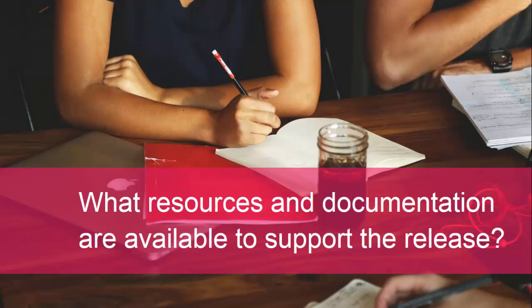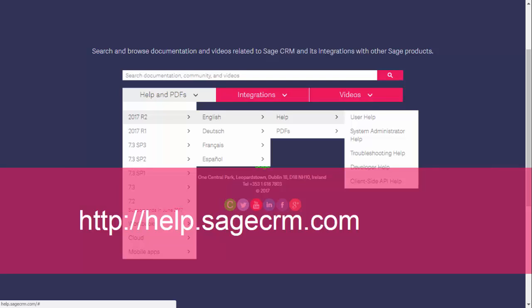So what help or documentation is there to help you make the most of the release of 2017 R2? Well, first of all, you can be sure that you can find everything you need in the Help Center. That's help.sagecrm.com. And this is the major resource for all of us who work with Sage CRM.